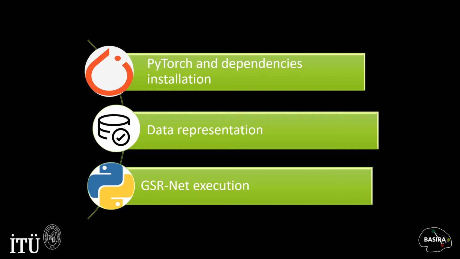First, we will install PyTorch and other dependencies we need to run our graph super resolution network code. Second, we will go over data representation, how to simulate data, and how to download the original dataset of the paper. And finally, we will execute the training and testing of our model.